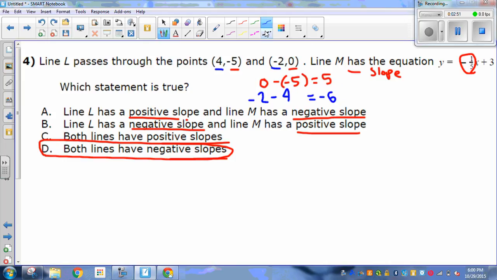And if you think about it, 5 over -6, since it's just one negative sign, I'm going to end up with, and again, you could type this in your calculator, you're going to get some decimal, but it's going to be a negative decimal, or -5/6, which tells you that both did have a negative slope. Line L, negative slope. Line M, negative slope. They're both negative. D is the answer.